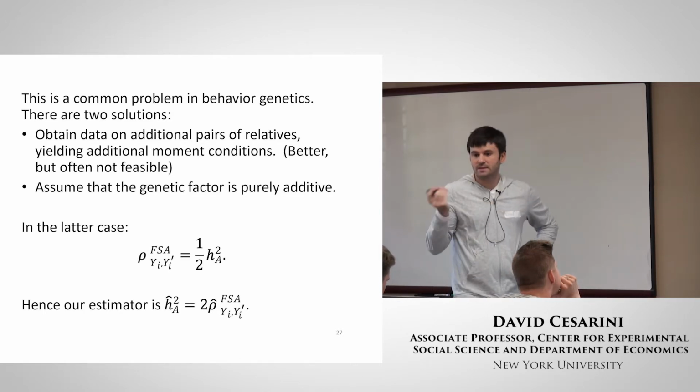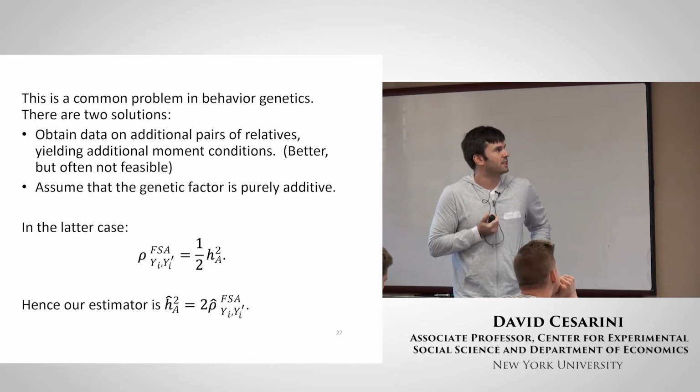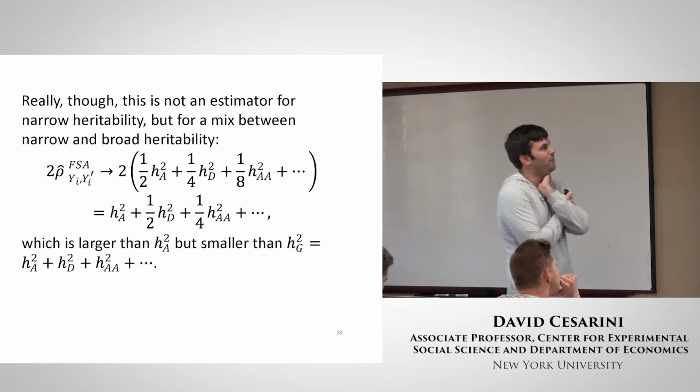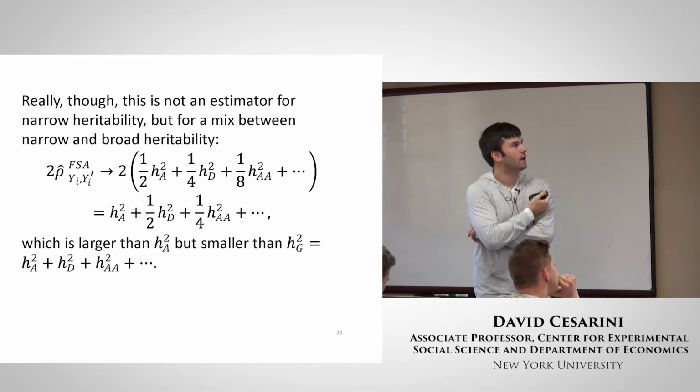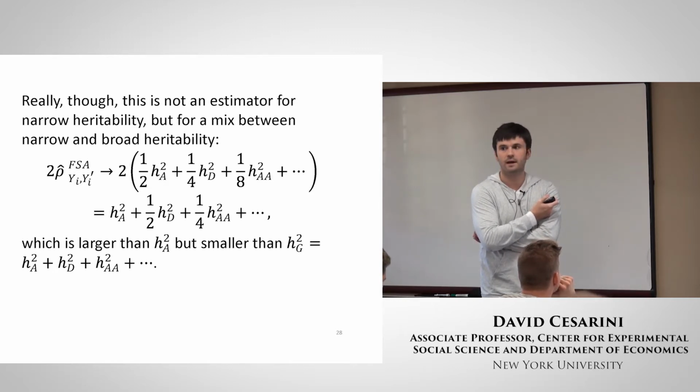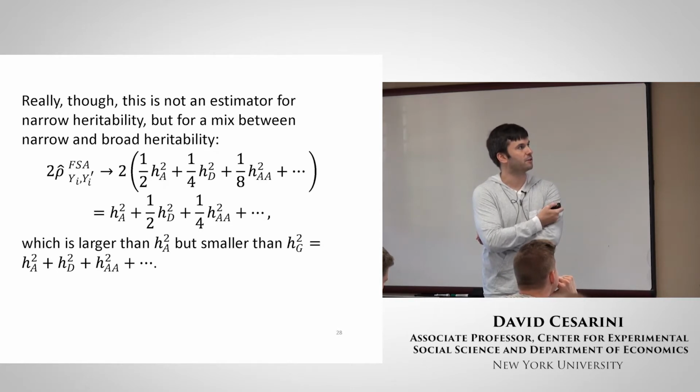Okay, and so this is a kind of common problem in behavior genetics, and there are different solutions. The best one is just to obtain data on more pairs. That's not always possible, though. And so in practice, what people do is they assume that we live in a simpler world of genetic additivity. And it is important to understand that is an assumption. The assumption basically boils down to saying that the epistatic and the dominance components are 0. And that may or may not be a good idea.